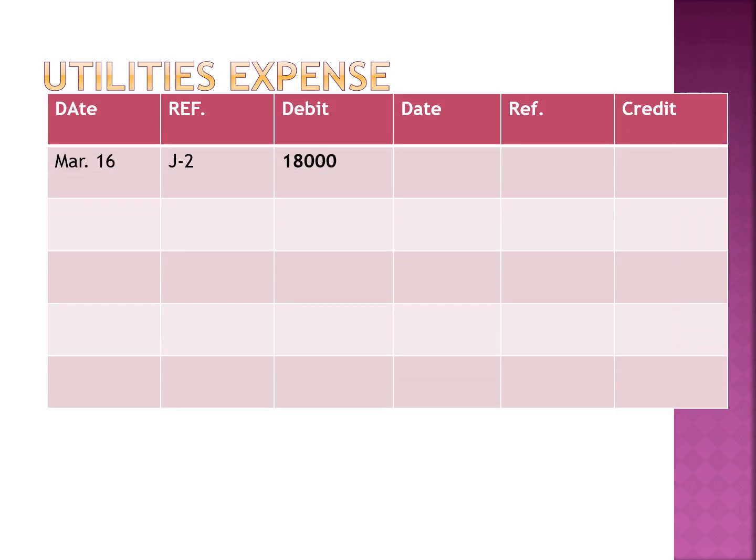Utilities expense. So March 16 is the only transaction affecting our account title, which is utilities expense, and it was for a debit amount of 18,000. So that's why we post it on the debit side also. And double rule because this is your final balance for utilities expense.